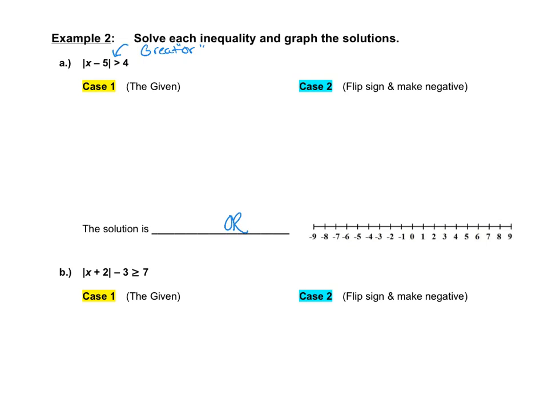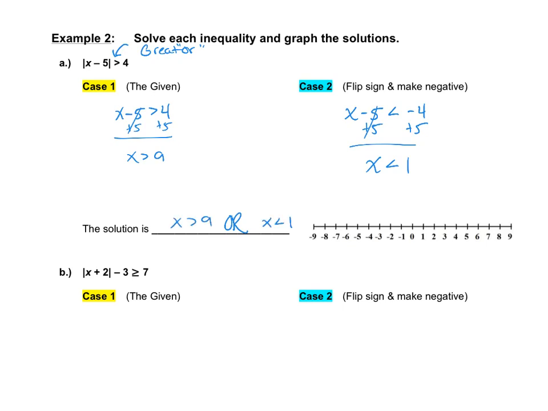So I would have x minus 5 is greater than 4. And then case 2 is going to be flip the inequality sign and change the 4 to negative. Solve like normal. So x is greater than 9. Add 5 to both sides here. X is less than 1. And so then I can just write those here.